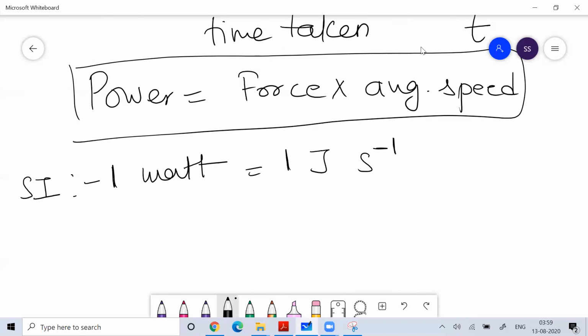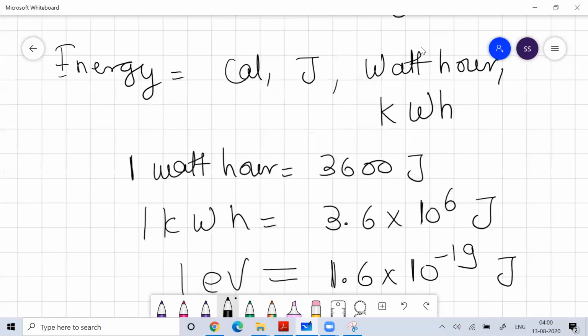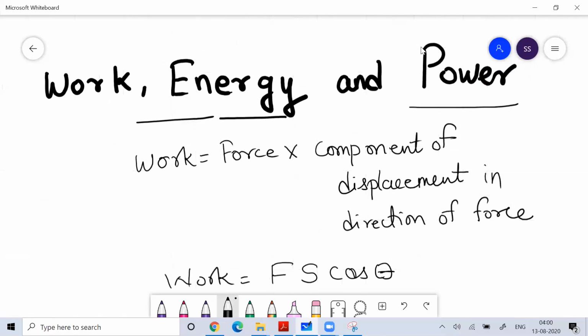And then for mechanical engineering students, they use another terminology that is called horsepower. When I say 1 horsepower, that is equal to 746 watt. So these are the basic understanding about the relation between different units on work, energy, and power.